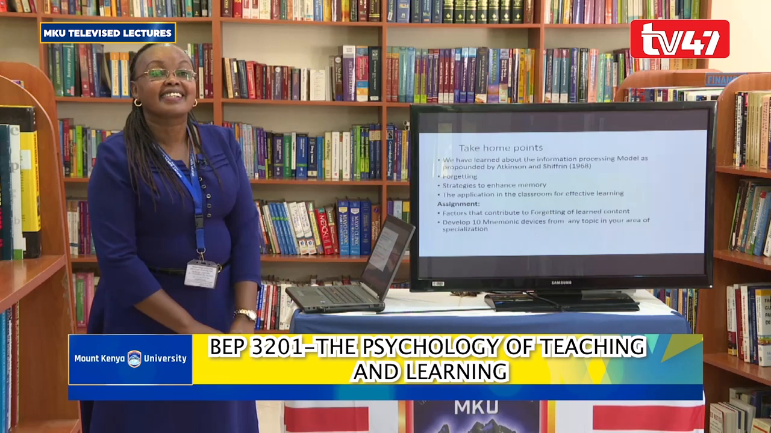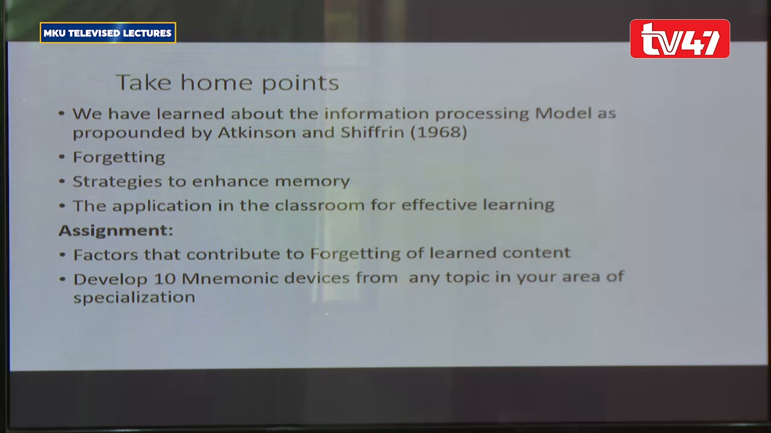Now, we have learned about the information processing model as propounded by Atkinson and Shiffrin around 1968. Have it at your fingertips. The next thing, we have learned about forgetting. When we learn about forgetting, five ways, or at least six, that we should help you to know how we forget. Next, we have learned about the strategies that we use to enhance memory. And then lastly, we have seen what the teacher can do in the classroom to enhance learning.